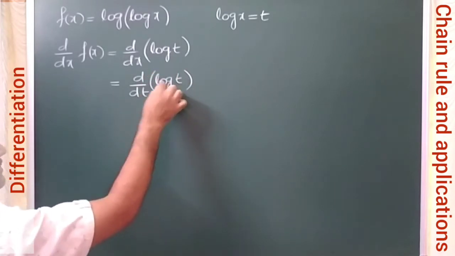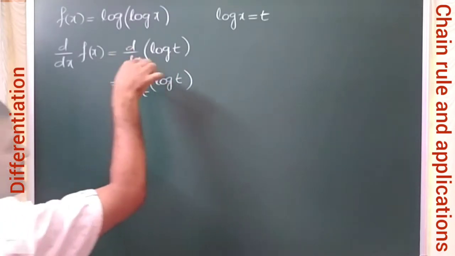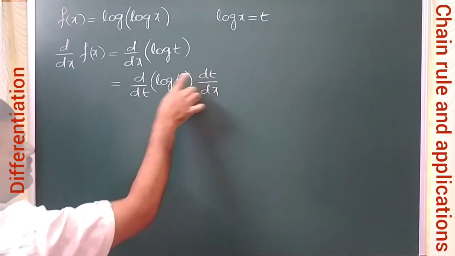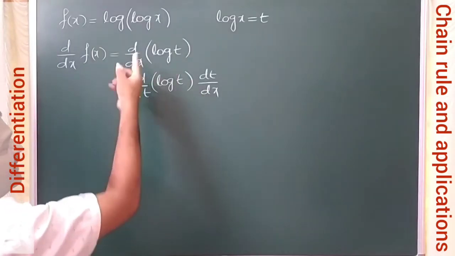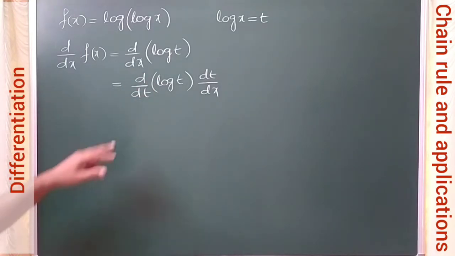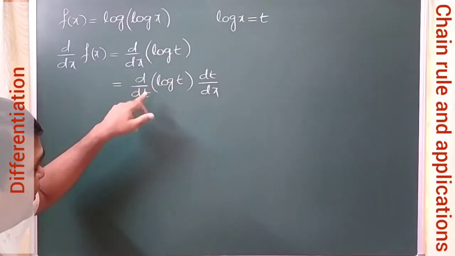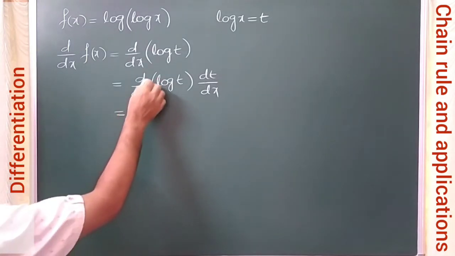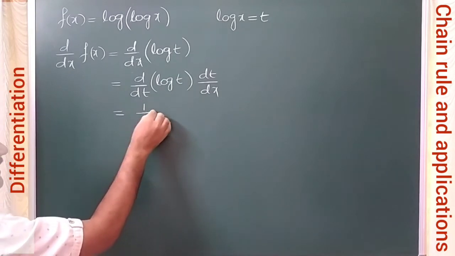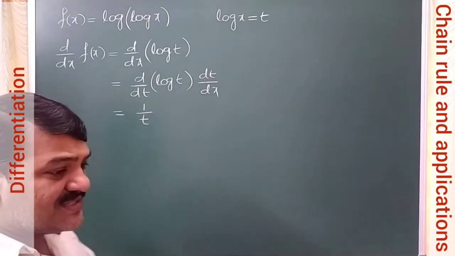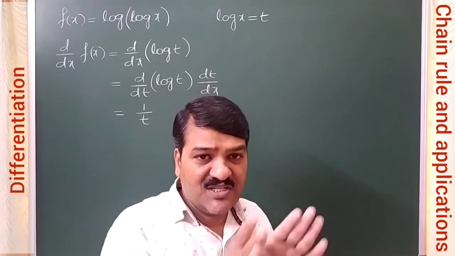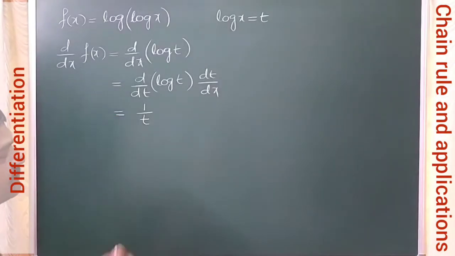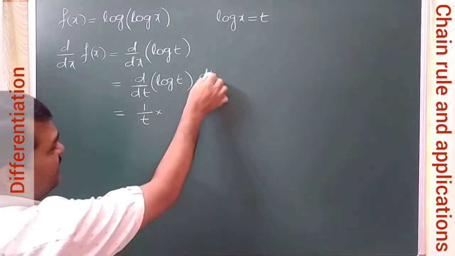And to balance this, in order to get d by dx again, I am writing dt by dx. So dt you can remove, d by dx only you will get. Now this is the derivative of log t with respect to t. You can differentiate this. So what is the derivative of log t? 1 by t, because log x derivative is 1 by x. When we are differentiating with respect to x, we know that. So log t derivative is 1 by t into dt by dx.